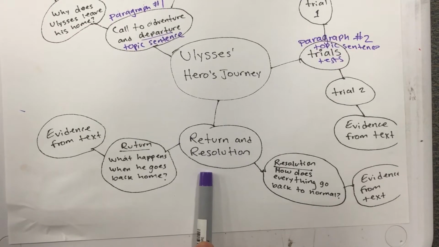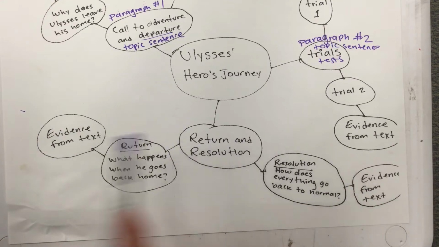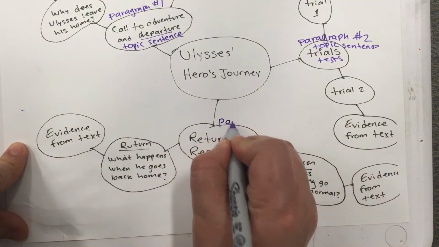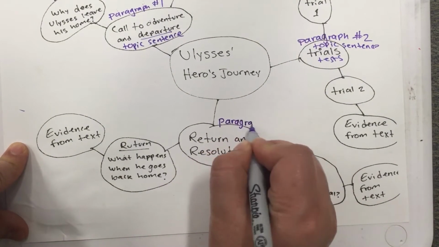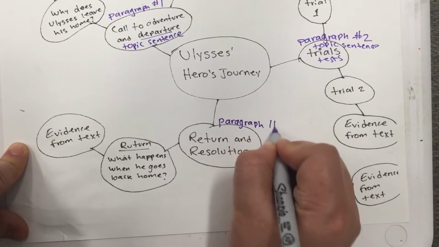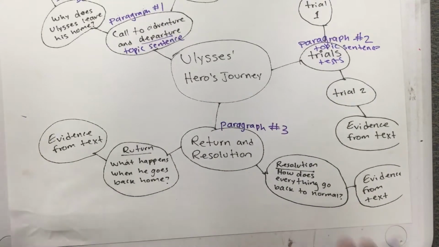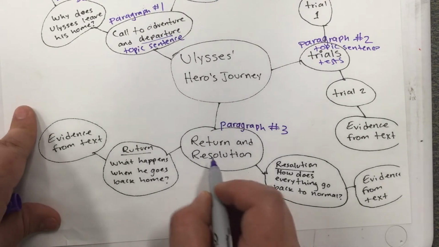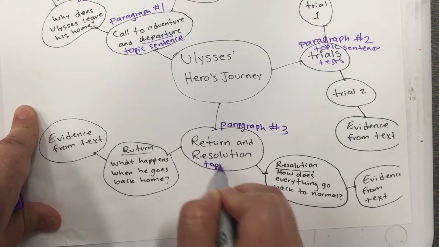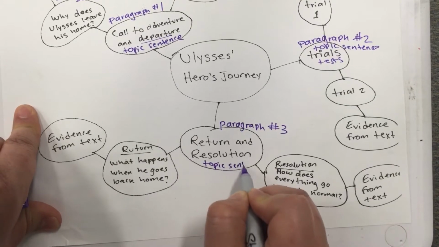This bubble right here, these bubbles will be the bubbles that you're going to use for paragraph number 3. So all of this is going to be used in paragraph number 3. In that paragraph, you are going to talk about the return and the resolution. This is going to be what you're using for the topic sentence right here.